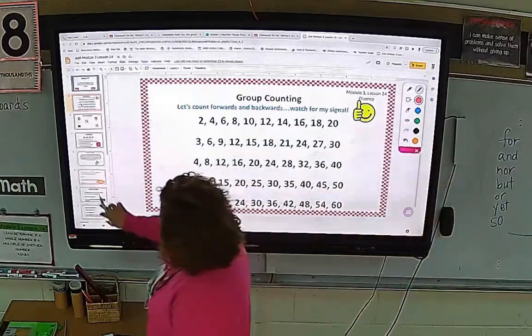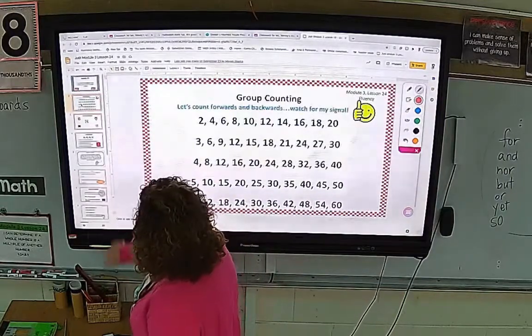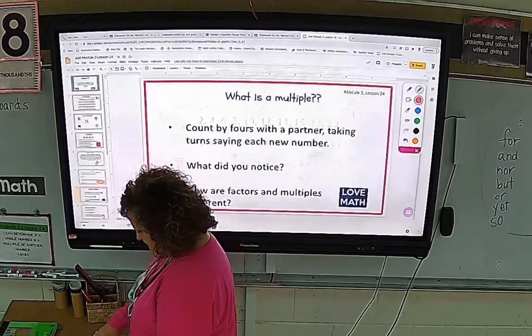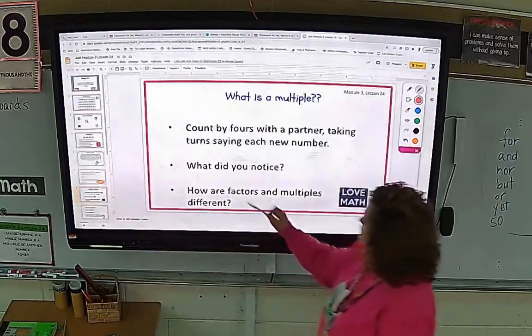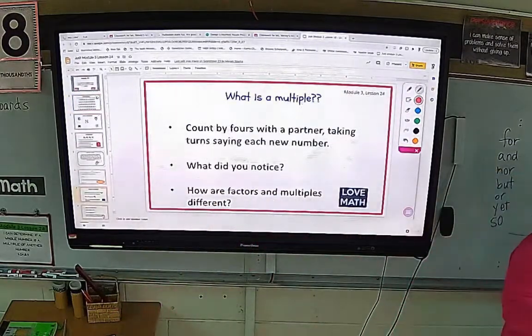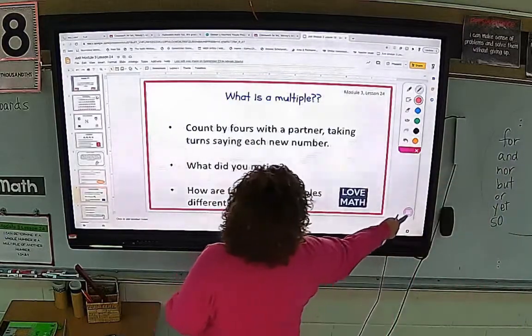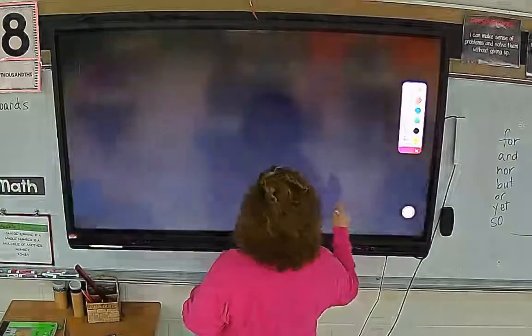Let's go back where we were. It's not letting me do that, so let's do this. Okay. This bottom question says, how are factors and multiples different? So let's discuss that for a second. Let's actually go out where we have some room.